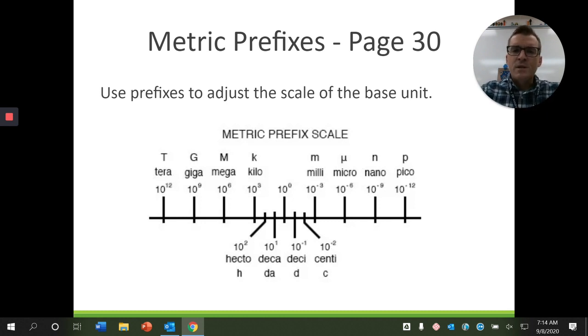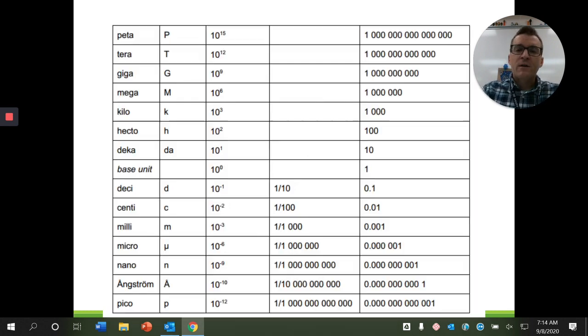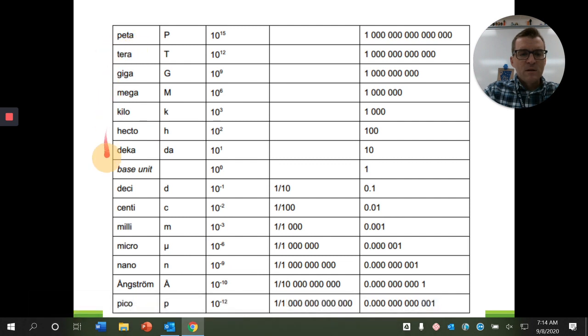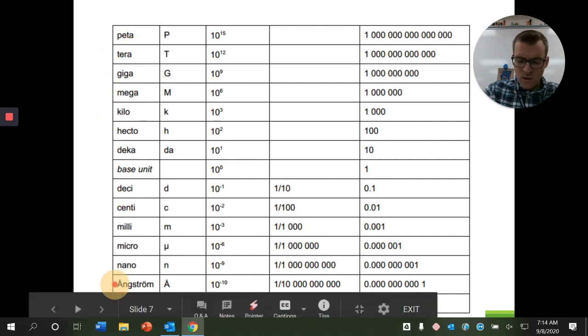And what's kind of interesting about our metric system is that these are based on factors of 10. Each prefix represents a different 10 to a different power. Or I should say represents 10 raised to a different power. And what I would probably copy down now on page 30 is this chart right here. I would go from tera at the top down to pico.